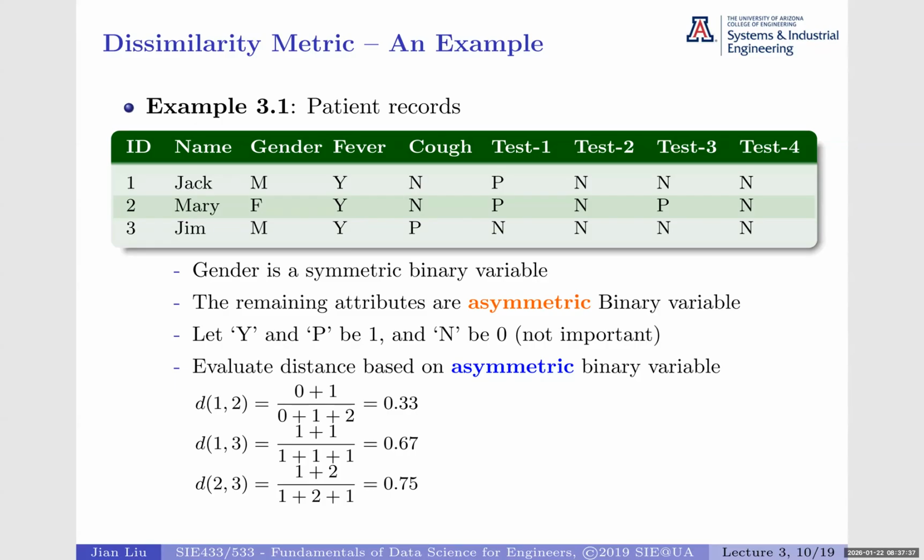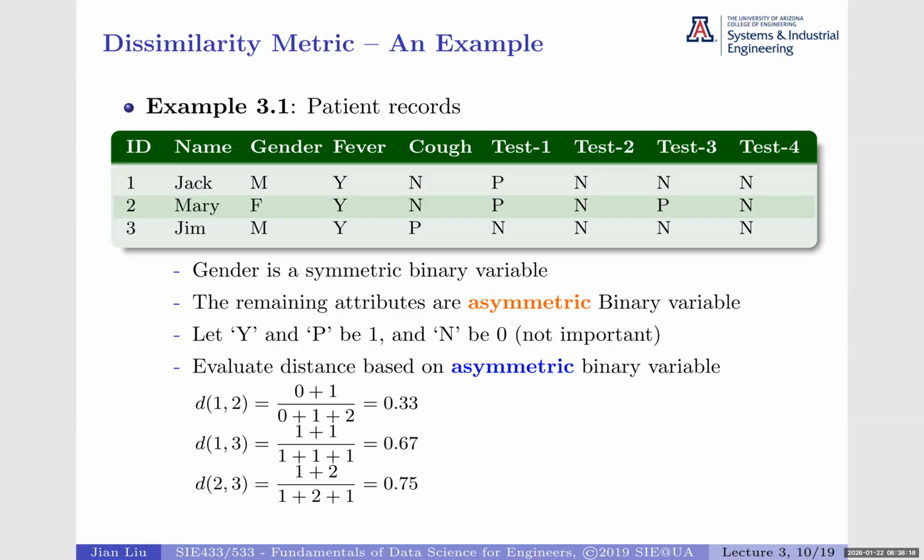We can see from this data table, we have 3 data objects. So we have 3 rows. We have 7, 8 columns. ID, we don't consider it as a variable, okay? We have 8 variables, 1 nominal, 1 symmetric binary, and 6 asymmetric binaries. So we have this 3 by 8 matrix, okay? And so now we calculate the distance based on the asymmetric binary variables.